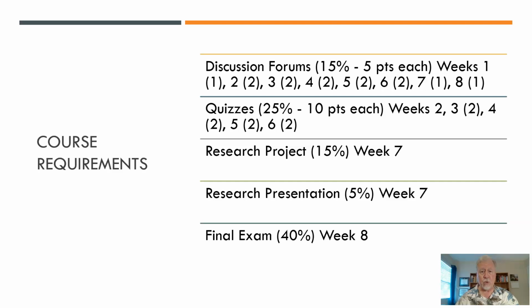Then there'll be very short quizzes that will be 10 points each. In fact, there are 4 weeks when there will be 2 quizzes. They will be worth 25% of your final grade. And again, I'll be talking about them as we go forward. Then in week 7, there's a research project that really involves a worksheet, and there is a research presentation. The project is 15%, the presentation 5%. There's not going to be a research paper per se, but it's a way of introducing you to some research ideas and some research resources for you in the Old Testament.